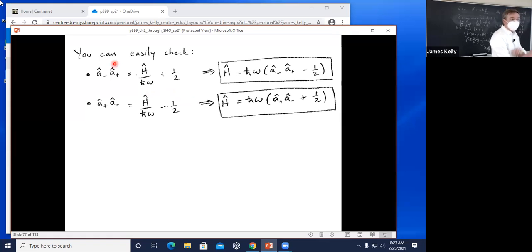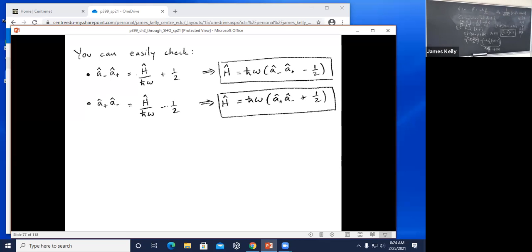There's nothing complicated about it. It's just a matter of foiling it out when you put these things next to each other, an A plus and an A minus, or I'm sorry, that was an A minus and an A plus. And similarly, if you put them in the opposite order, A plus, A minus, you get almost the same thing. Same Hamiltonian divided by a constant, but you have a minus 1/2 instead of a plus 1/2. And we're going to use those in just a second.